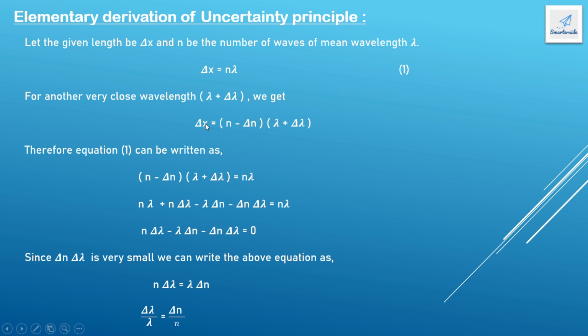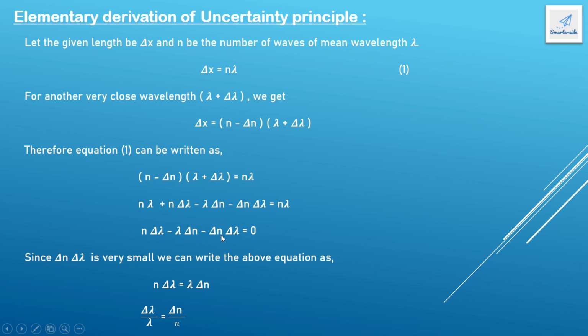So if we replace the value of delta x in equation number 1, then we will be getting n minus delta n into lambda plus delta lambda, which is equals to n into lambda. So now we can just multiply these two terms. So we will get n lambda plus n into delta lambda minus lambda into delta n minus delta n into delta lambda, which is equals to n lambda. Now you can see that n lambda is there on both the sides, so they will get cancelled. We will be having the terms n delta lambda minus lambda into delta n minus delta n into delta lambda, which is equals to 0.